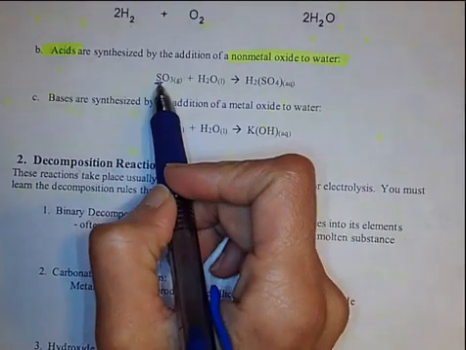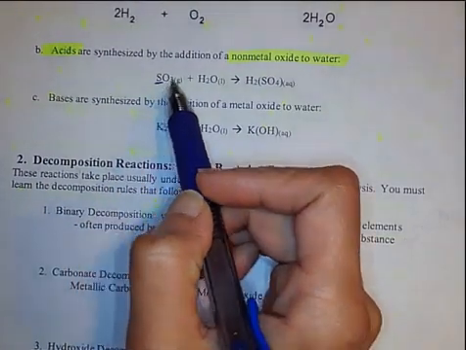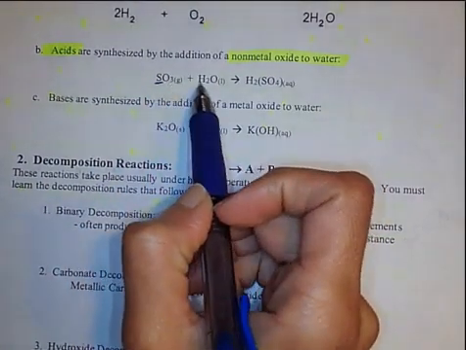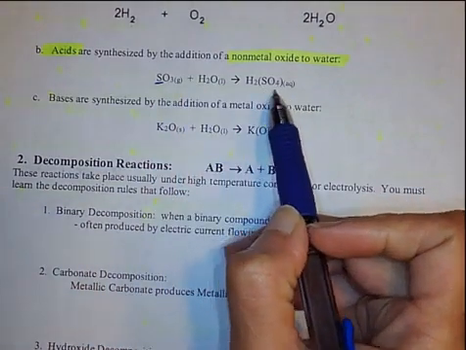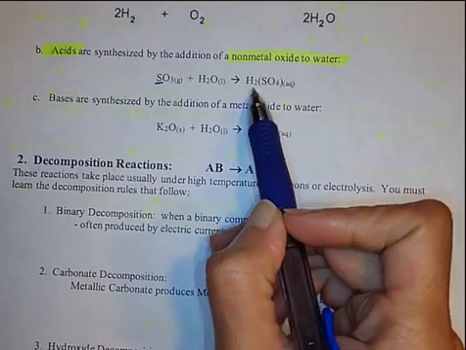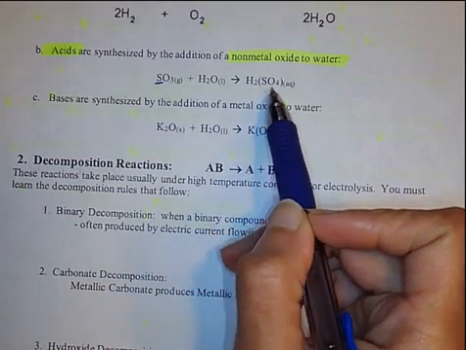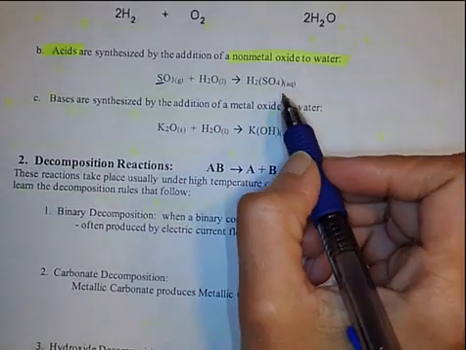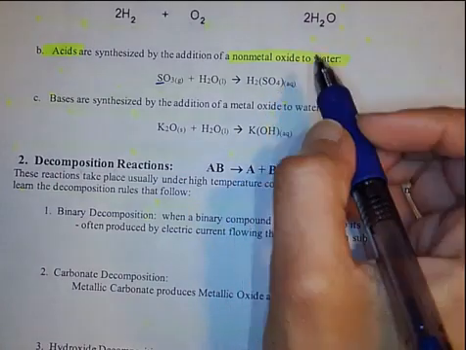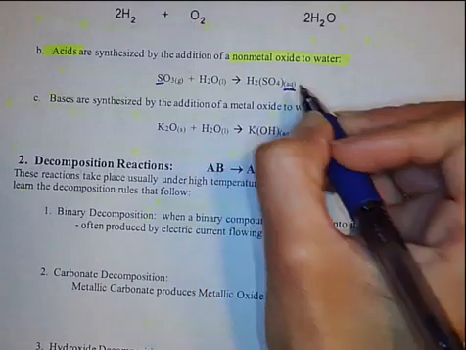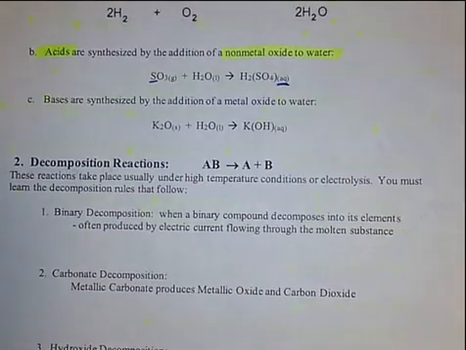So whenever you have a non-metal oxide, sulfur and oxygen together, that's mixed in with water, you are always going to get an acid that is produced. So you have here sulfuric acid that is produced. Keep in mind that whenever we are talking about the states of matter, your acids will always have an AQ because they're always mixed in with water.